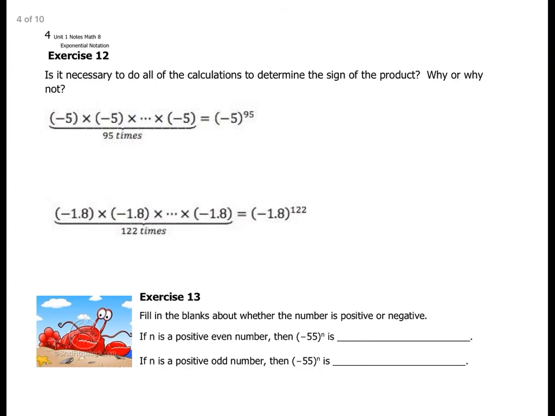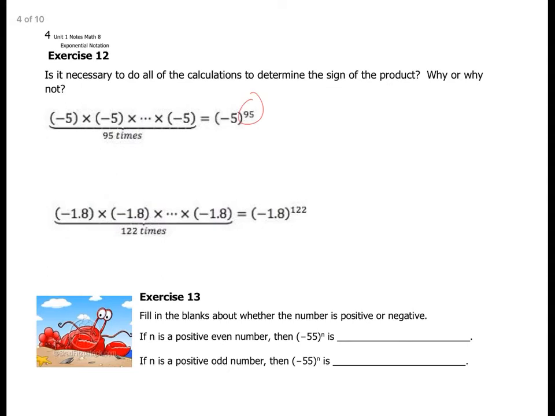So after what we just looked at from exercise 11, exercise 12 is saying, is it necessary to do all the calculations to determine the sign of the product, why or why not? I'm hoping that you have figured out that it's not necessary, that all you have to look at is the exponent. So go ahead and pause now and see if you can figure out exercise 12 on your own, whether it's positive or negative.